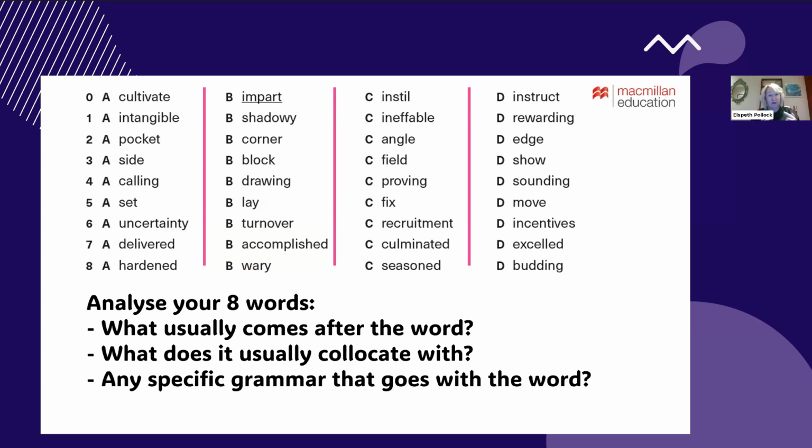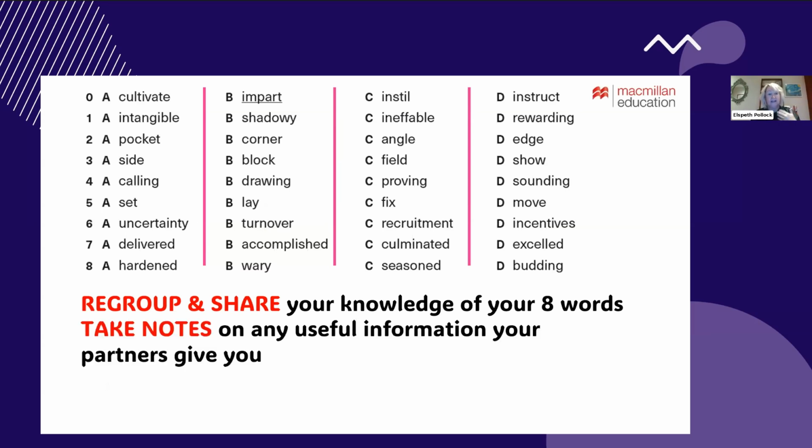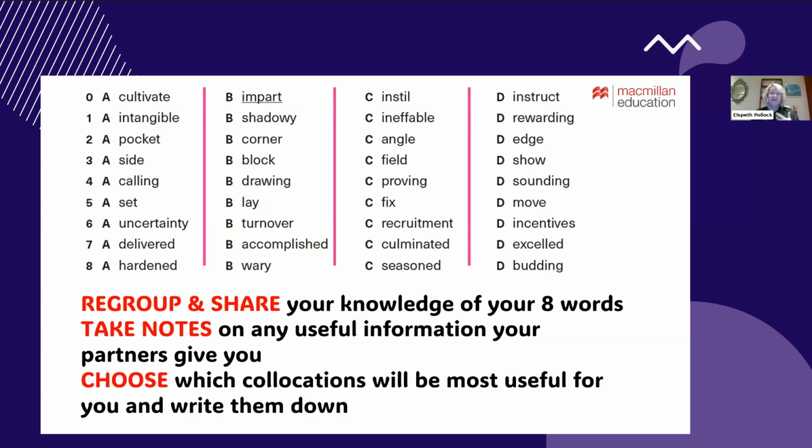Then I get them to regroup 1A, 1B, 1C, and 1D together. And they share. So it's not me talking in the class and telling them the answers. They are sharing their knowledge of those words. And then they take notes on the information that was useful that they're giving each other. And then they choose which collocations will be the most useful personally for them, and they write them down. And then they know that they can and should go and do this type of activity autonomously with all of the text that we use in class, hopefully.